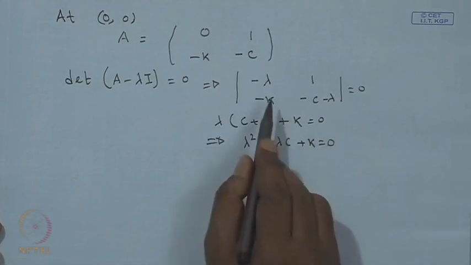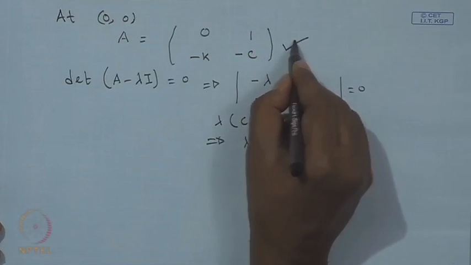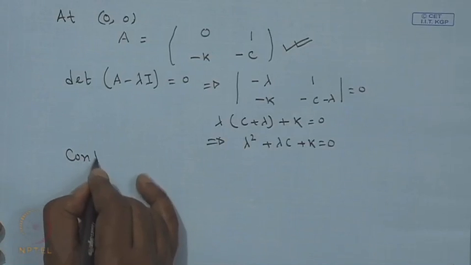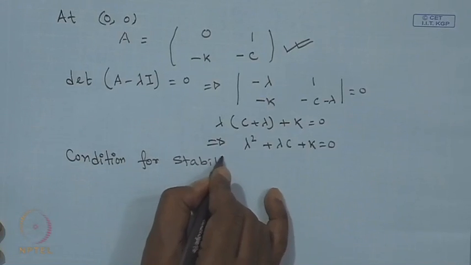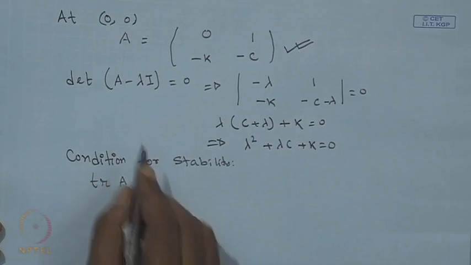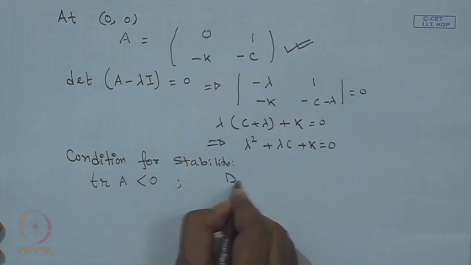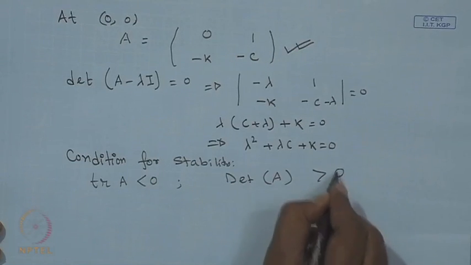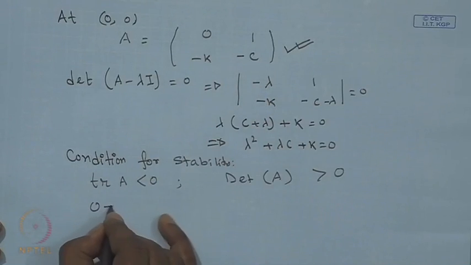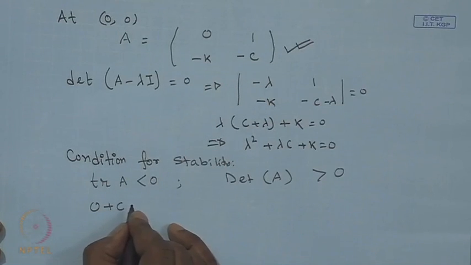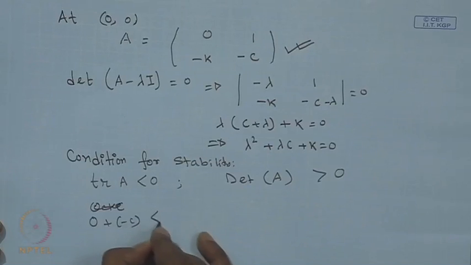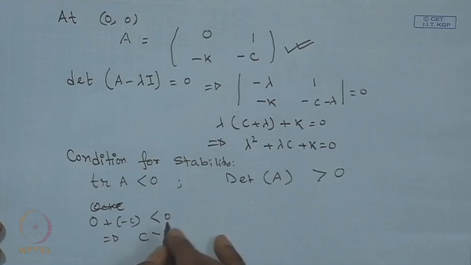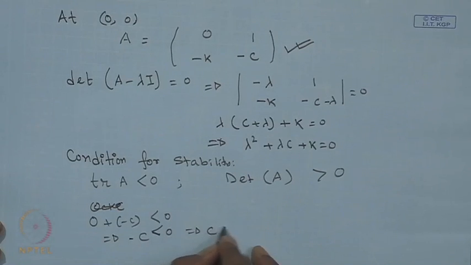Either you evaluate that, or you can find out the condition for stability by looking into this matrix. If you remember, the condition for stability is that the trace of the matrix A is less than 0 and the determinant of matrix A should be greater than 0. So, what is the trace? It is 0 plus minus c, basically the addition of the diagonal elements. So, minus c should be less than 0. That means c is positive.